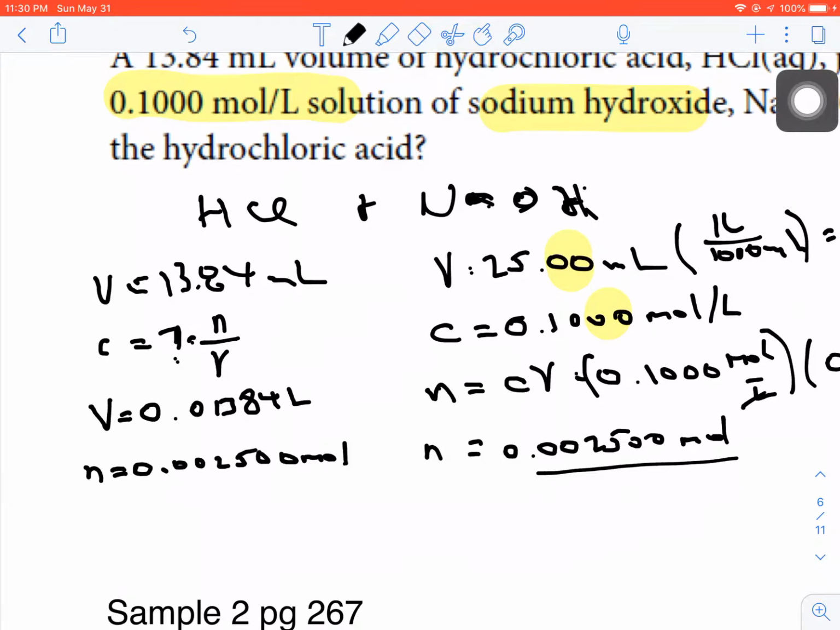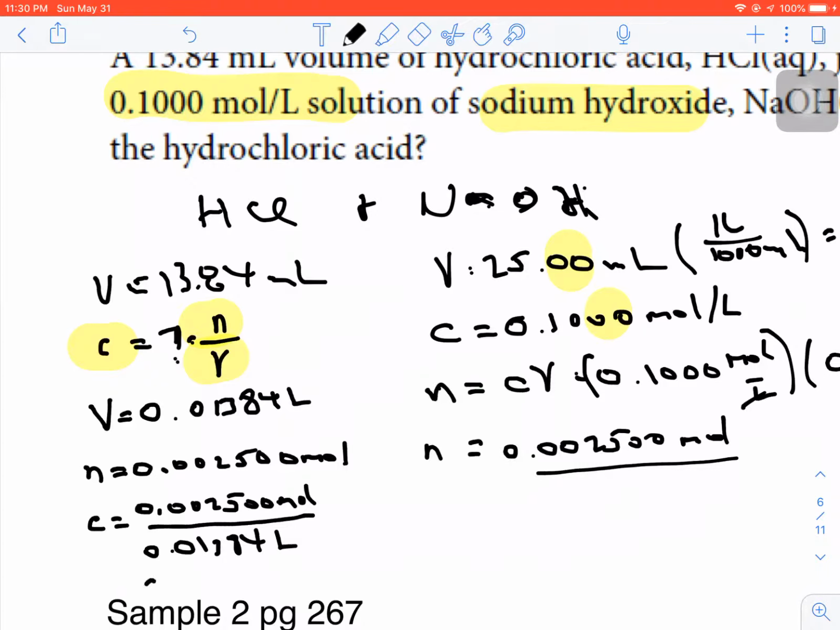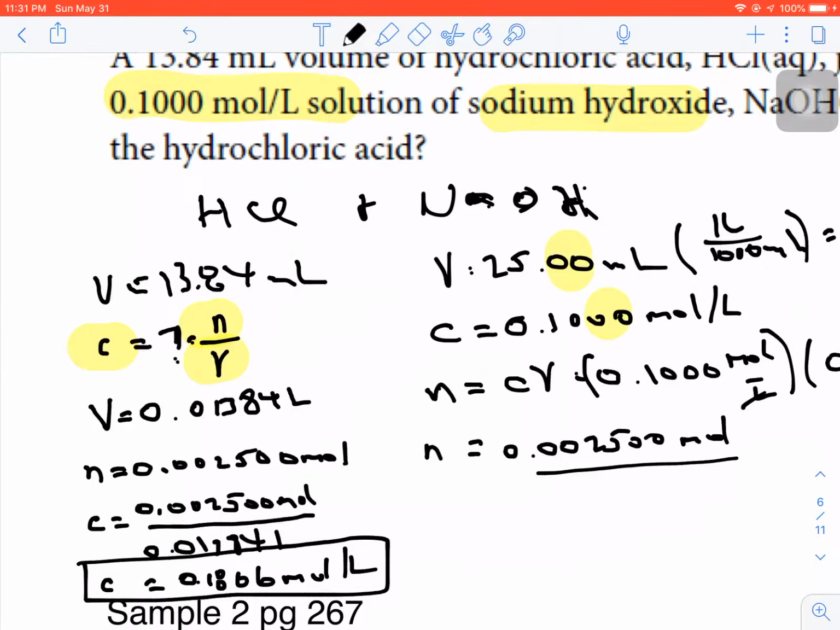Okay, so now I can actually calculate concentration, which is equal to N over V. So my C is N, 0.0025 moles, divided by my volume, which is 0.01384 liters. And my C is equal to 0.1806 moles per liter. Okay, and there's my answer.